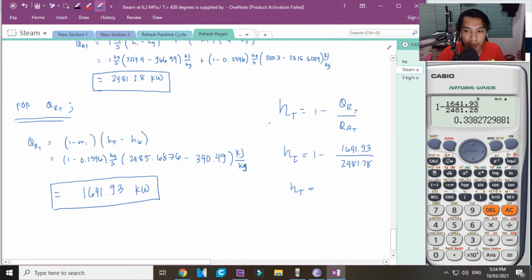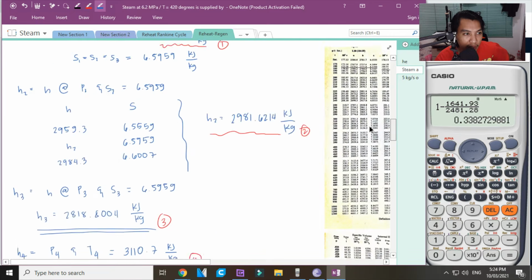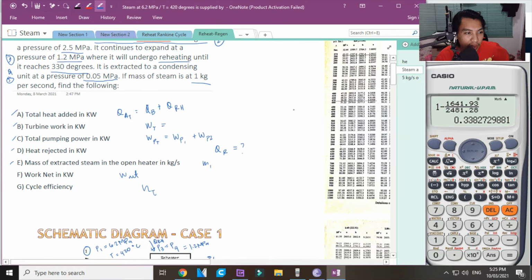33%, 'di ba? Hindi talaga umaabot ng 40 pag ganyan. 'Di ba ang taas nung pressure drop niya? From 6 to 0.05. 0.333827. Yan yung kanyang efficiency of the cycle. Nasolve na natin yung mga hinahanap niya. Ano pa hinahanap niya dito? Nakuha na natin si total heat added, si heat rejected, the mass of extracted steam. Hanapin na lang natin si turbine work and then pumping work.